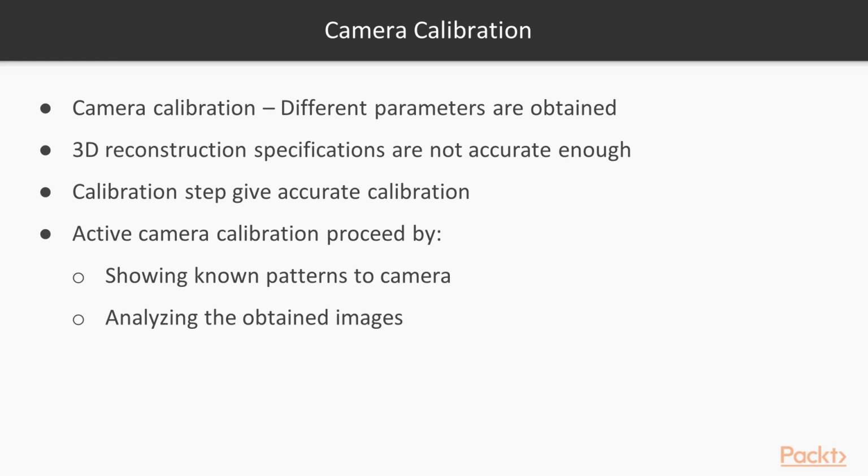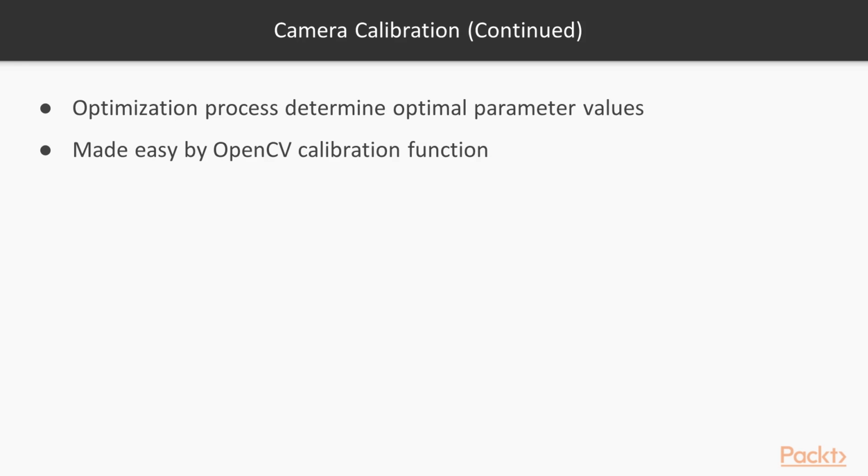We can obviously use the specifications, but for some tasks, such as 3D reconstruction, these specifications are not accurate enough. By undertaking an appropriate camera calibration step, accurate calibration information can be obtained. An active camera calibration procedure will proceed by showing known patterns to the camera and analyzing the obtained images. An optimization process will then determine the optimal parameter values that explain the observations. This is a complex process that has been made easy by the availability of OpenCV calibration functions.